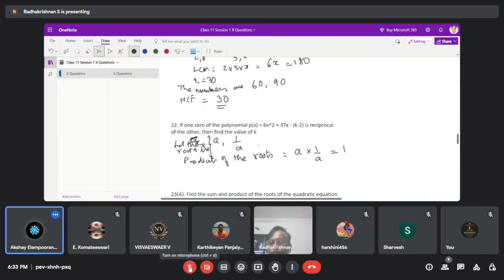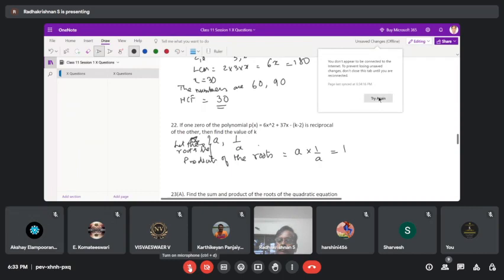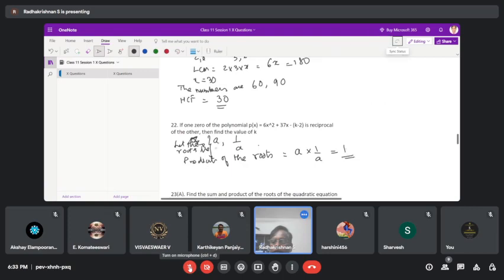K plus 2 by 6. Correct. So the product of the roots is 1. From the fact that one root is the reciprocal of the other, we can conclude that the product of the roots is equal to 1. So what is the product of the roots?